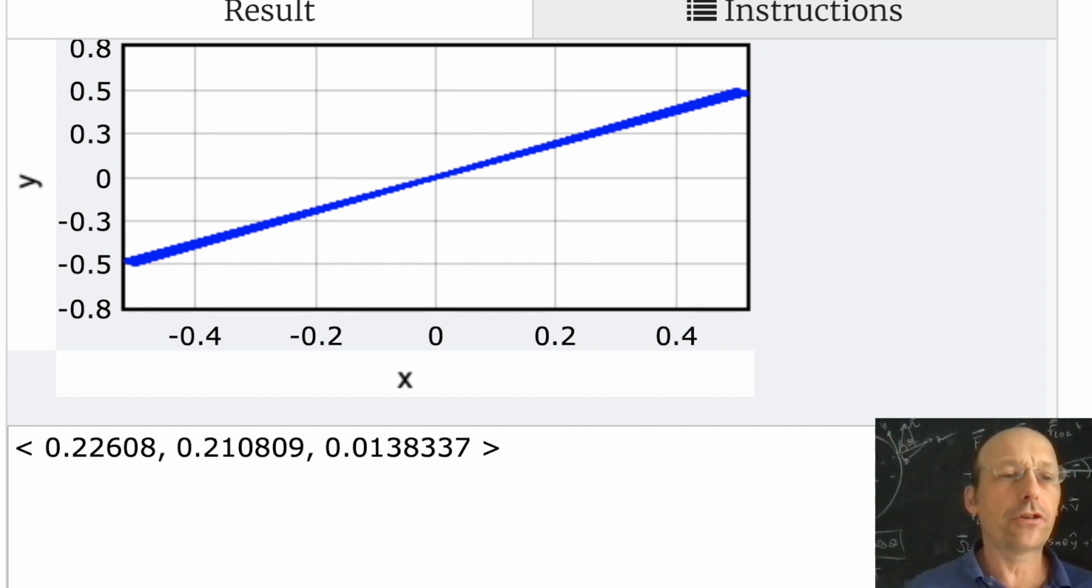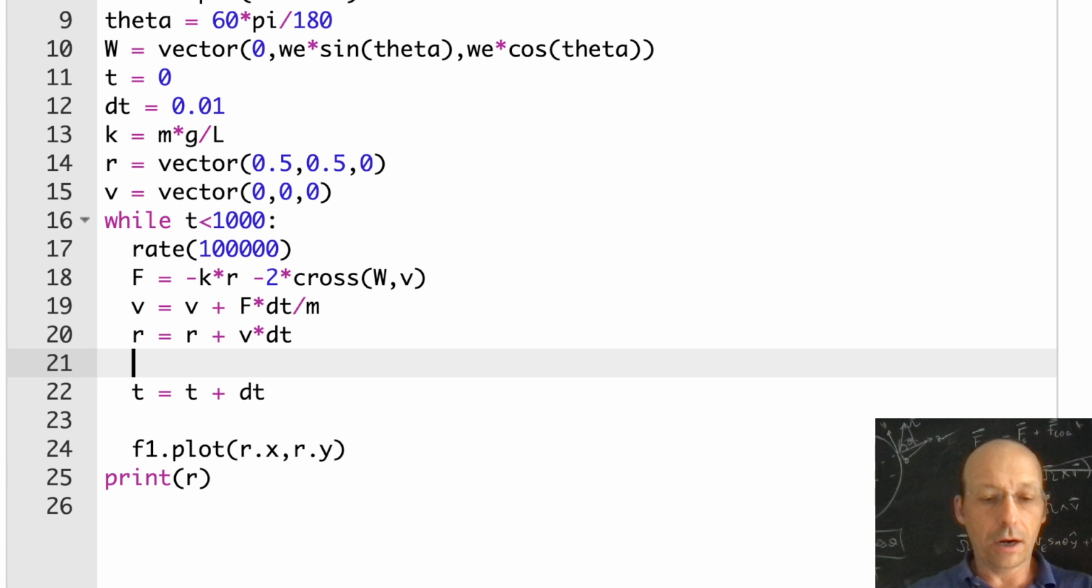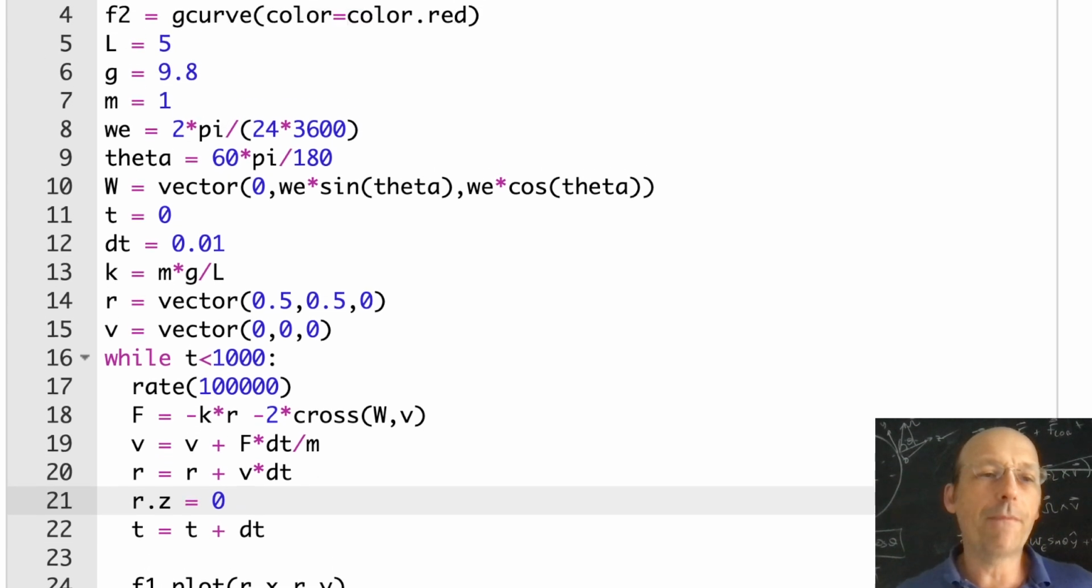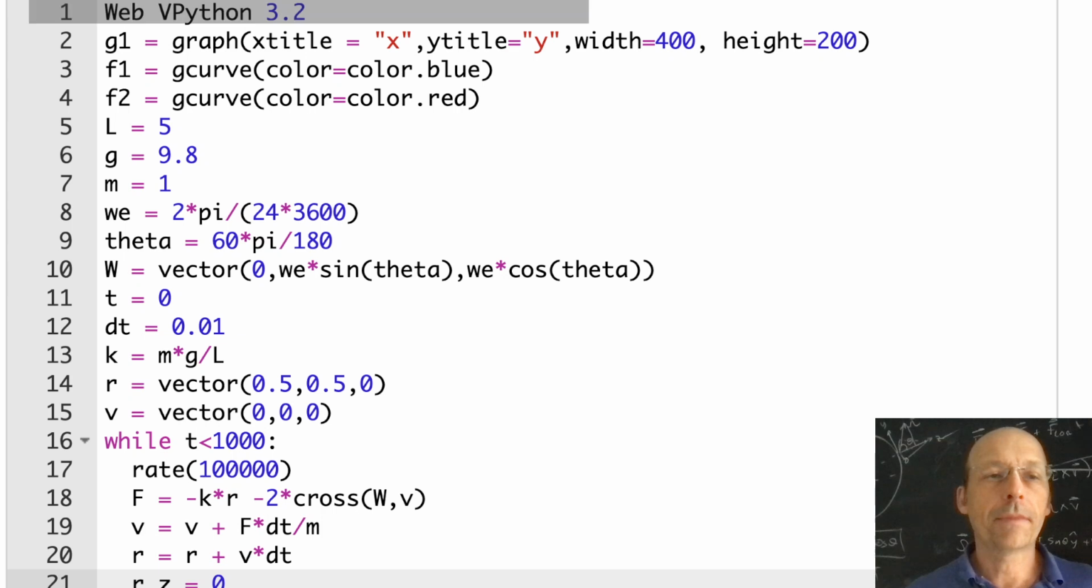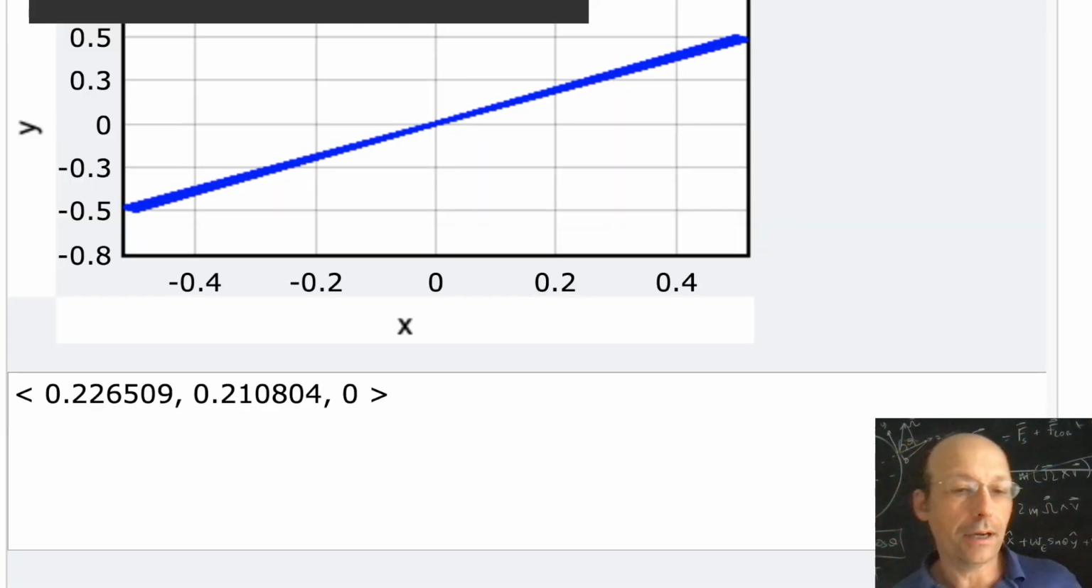I don't think it's going to matter too much. But over here, when I calculate r, I'm going to say r dot z equals 0. So I'm forcing it into the xy plane. I'm saying you can't do that, although technically it could. Okay, so there. We're good.